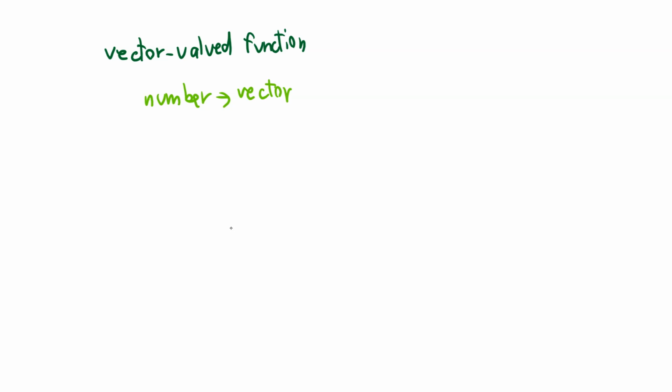For example, I can have a function in terms of t, but the outcome of this function is going to be a vector. Like I can have the vector (1, 2, 3) plus t times (4, 5, 6). So this is an example of a vector value function. My t is just a number, but once I compute this, it's going to be a vector.